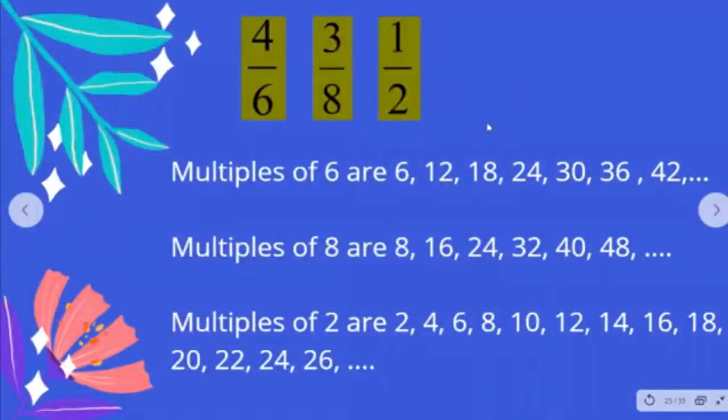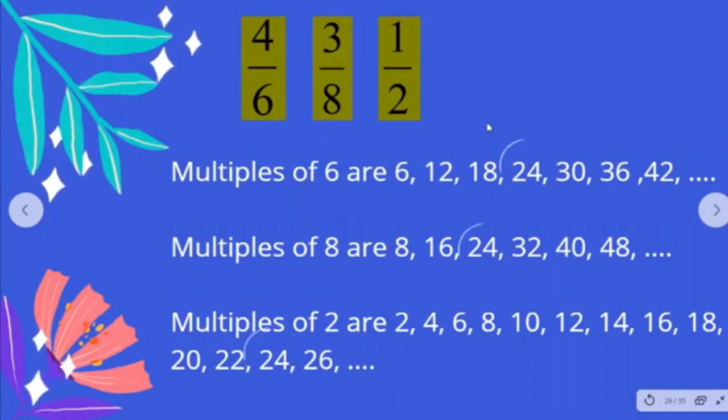The multiples of 6 are 6, 12, 18, 24, 30, 36, 42, and so forth. The multiples of 8 are 8, 16, 24, 32, 40, 48, and so forth. The multiples of 2 are 2, 4, 6, 8, 10, 12, 14, 16, 18, 20, 22, 24, 26, and so forth. So the least common multiple of 6, 8, and 2 is 24. 6, 8, and 2 will be changed to 24.